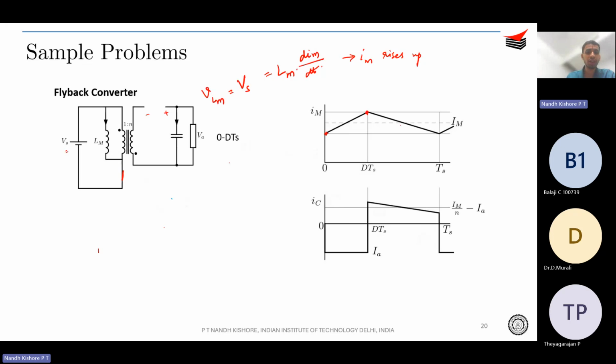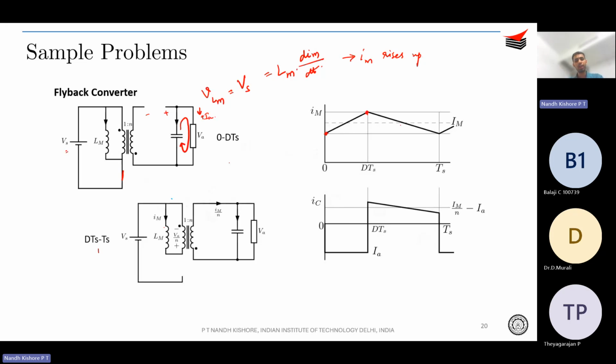And you will obviously know that during this period, this capacitor is actually supplying the load. Therefore, your Ic is equal to minus Io, or minus Ia over here. This is the convention. So you know that Ic is equal to minus Ia during the 0 to DTs period. During this (1 minus D)Ts period, or DTs to Ts, this switch is off and the diode turns on.